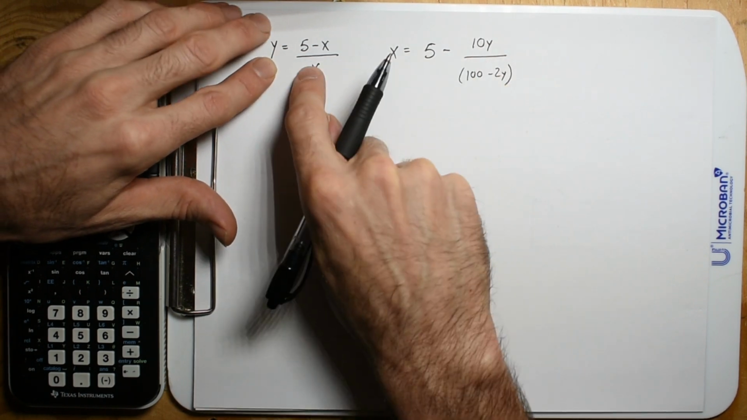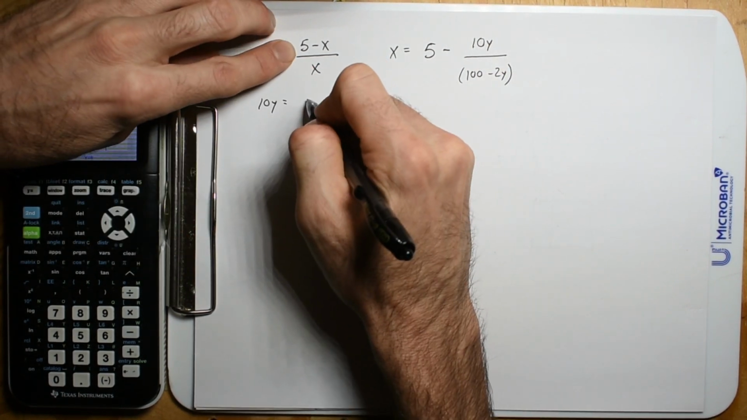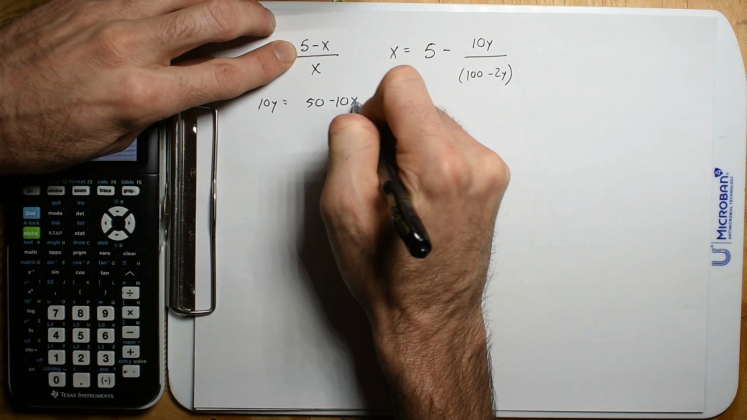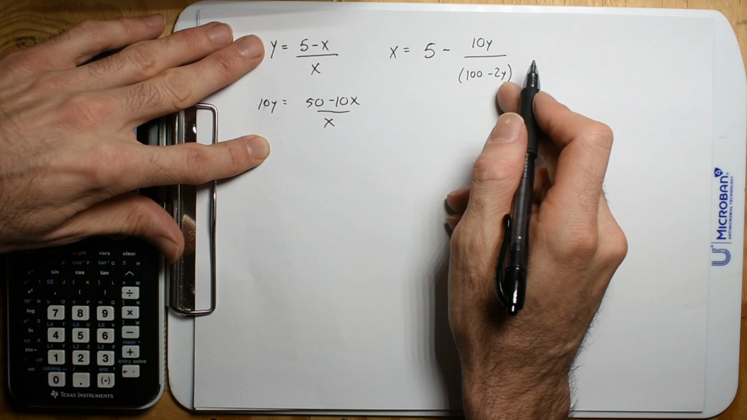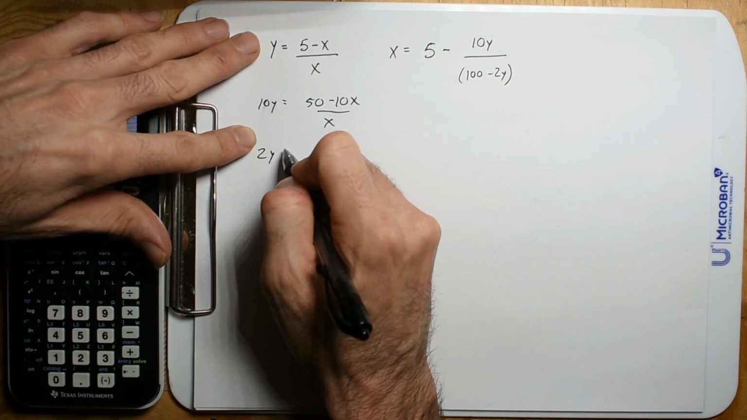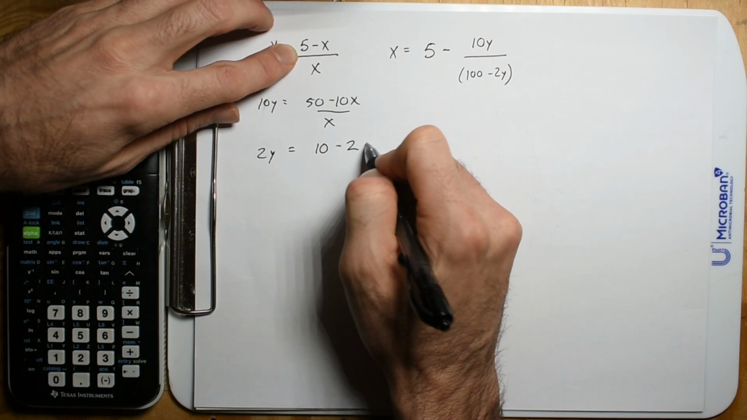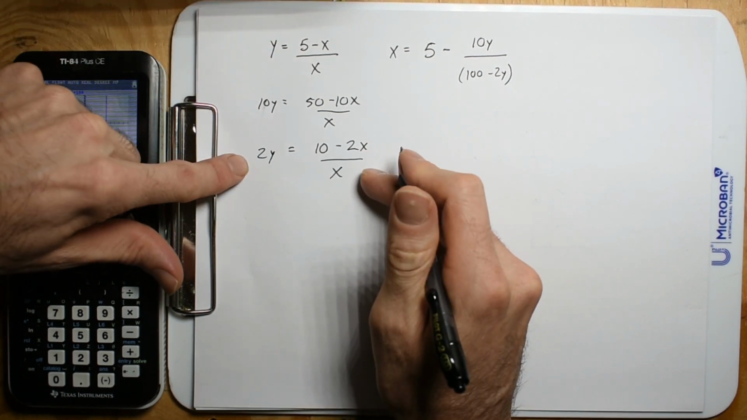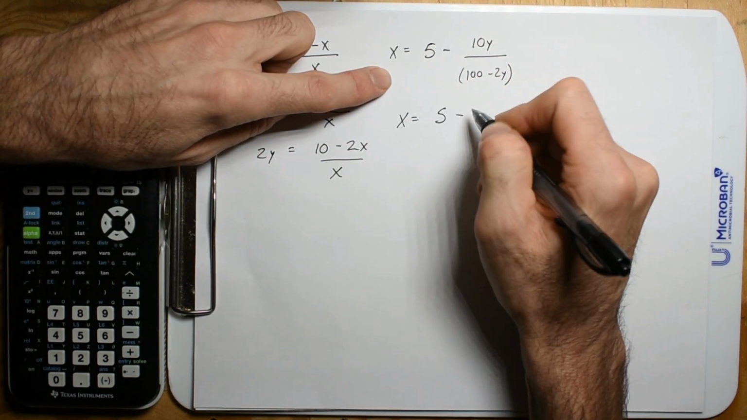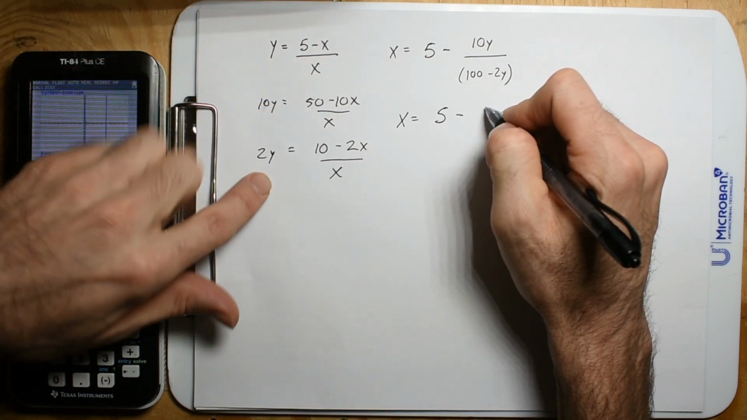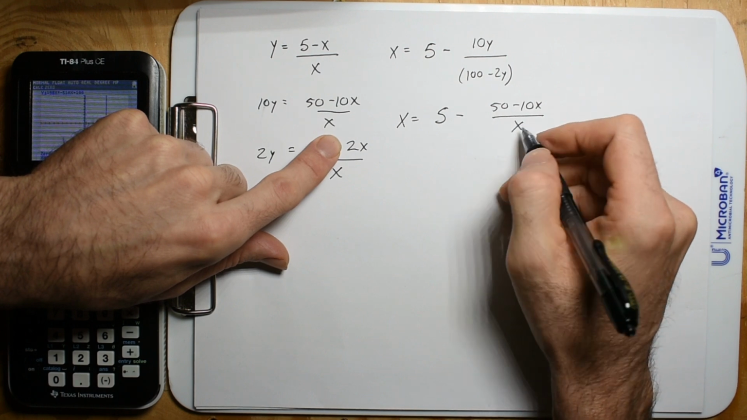Anywhere where we see a y, we're going to throw this in. So let's do this over here. If I have 10y, that's going to be 50 minus 10x divided by x. Cool. If I have 2y, I'm still going to do that. 2y is equal to 10 minus 2x divided by x. Cool. So now this says x is equal to 5 minus 50 minus 10x divided by x.